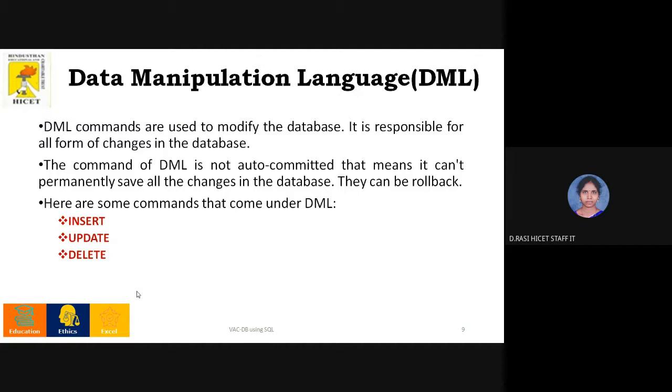In terms of a DDL command, DDL will be auto committed. Like once I create a table or once I modify or alter the complete skeleton, it gets saved automatically. Whereas a DML command is not auto committed. We need to perform a transaction control statement, a commit statement. Then only the changes will be saved. Okay. So some of the commands used in DML are insert, update, and delete.